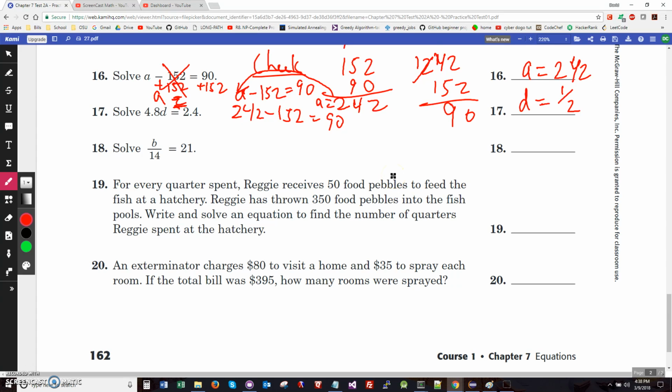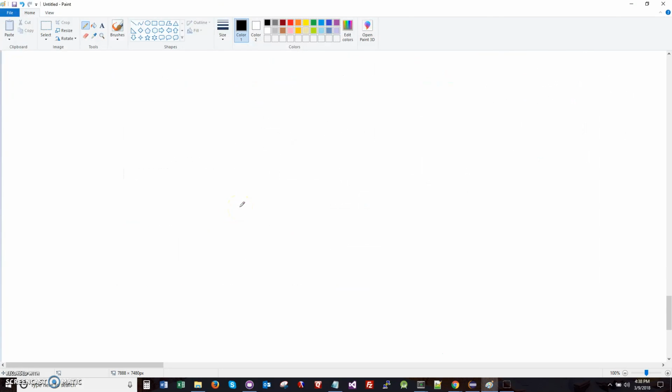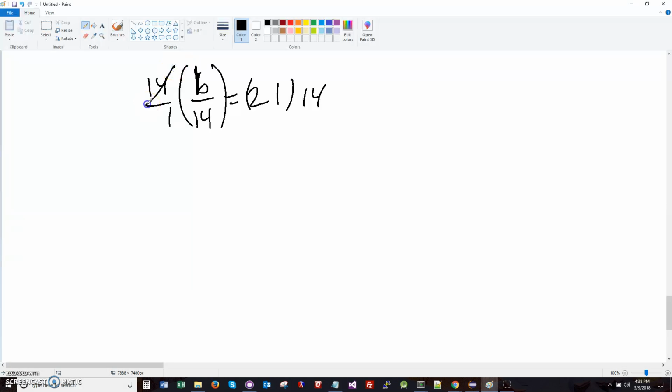Okay, so number 18, B over 14 is 21. This is a division problem. B over 14 equals 21. When we do division equations, we will multiply both sides by the denominator. So we have left side, these 14s will cancel, and we'll isolate the variable and get B is equal to whatever 21 times 14 is.